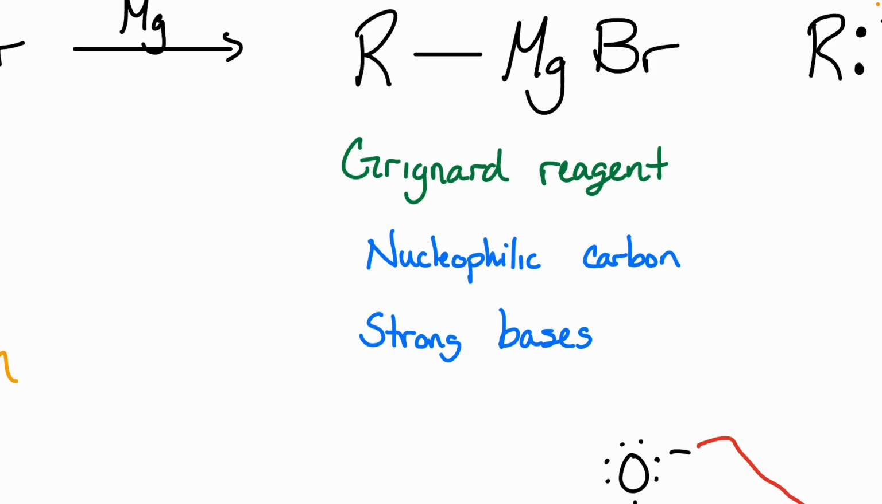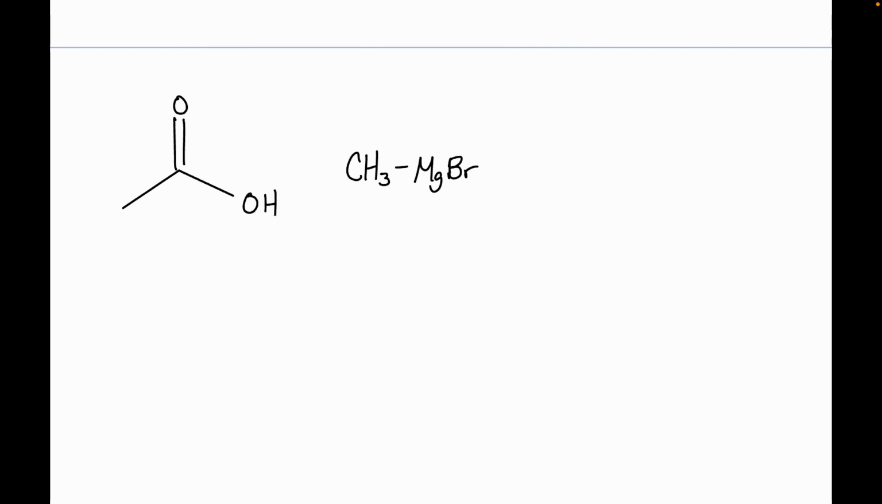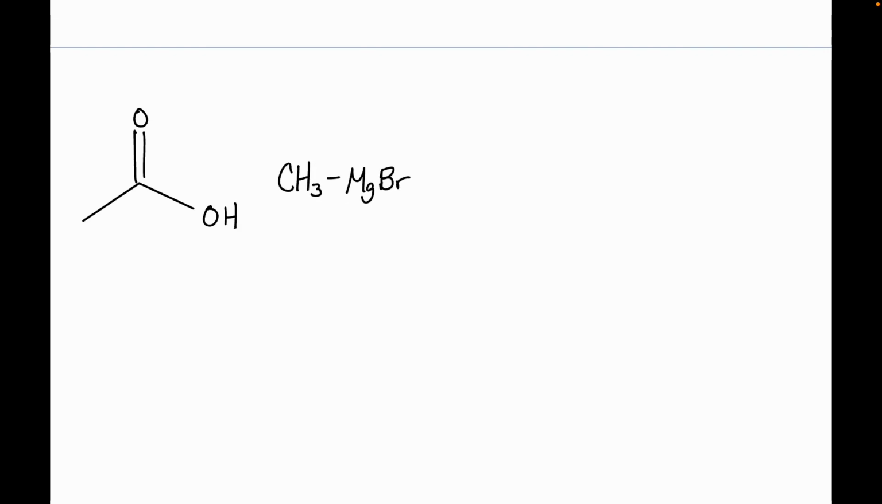All right, so let's just do an example here. Let's say that we took a carboxylic acid that has a ketone group in it, or a carbonyl group in it. But it also has that acidic hydrogen. So if we combined this with a methyl Grignard again, we would not see any sort of a nucleophilic attack.